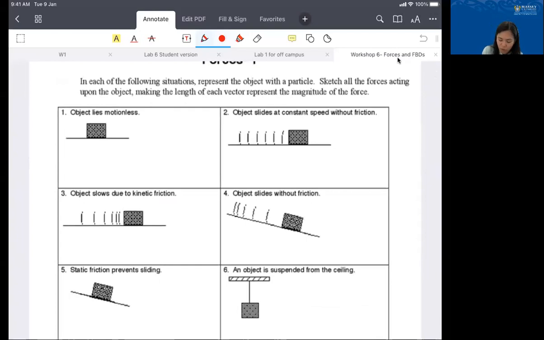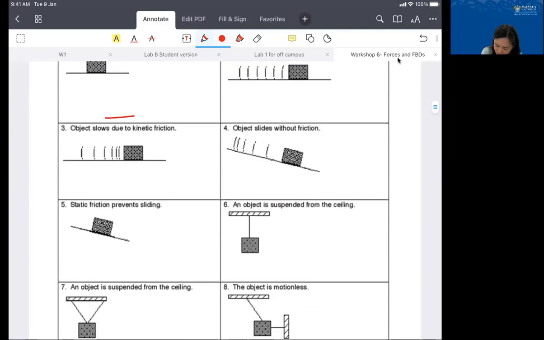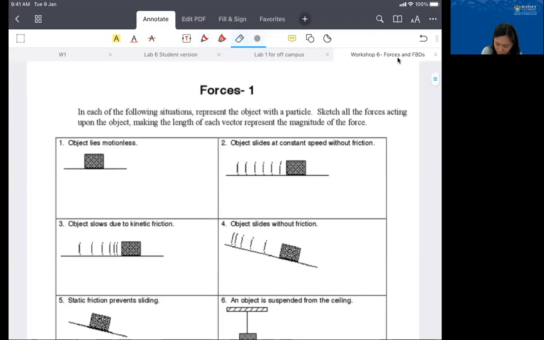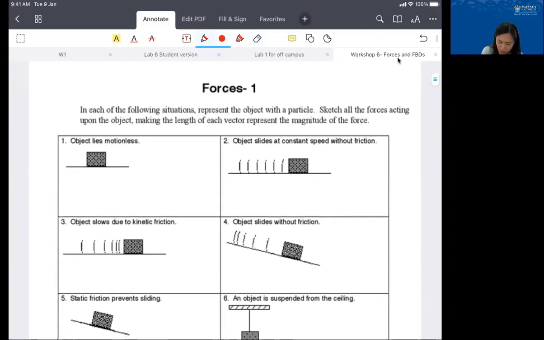The first one, object lies motionless, so it's not moving. That means any force that's acting on it should cancel, all balance out altogether. So usually we just represent the object by a dot. Any object that has mass will have weight, so it will have a weight force. Weight force is always downwards.